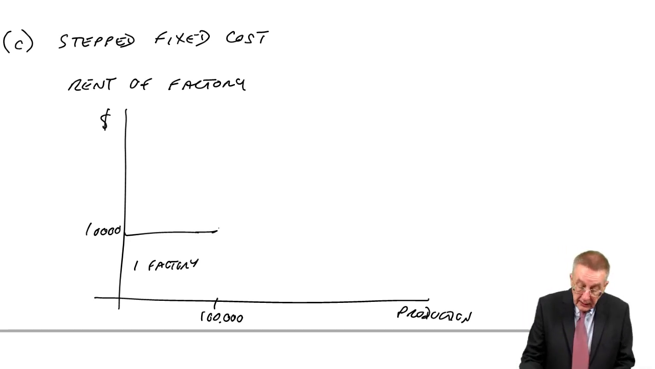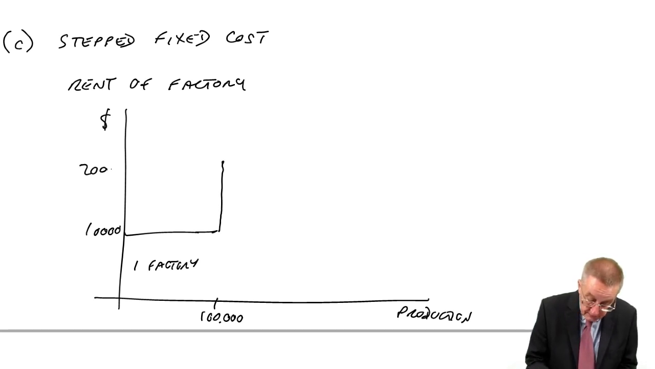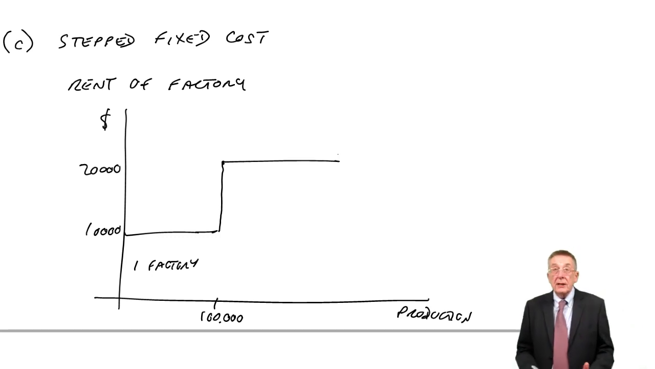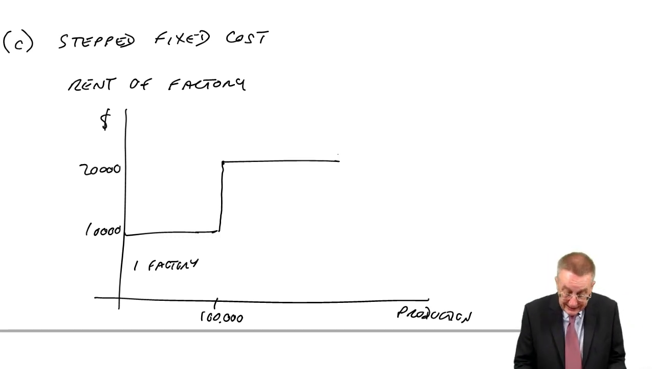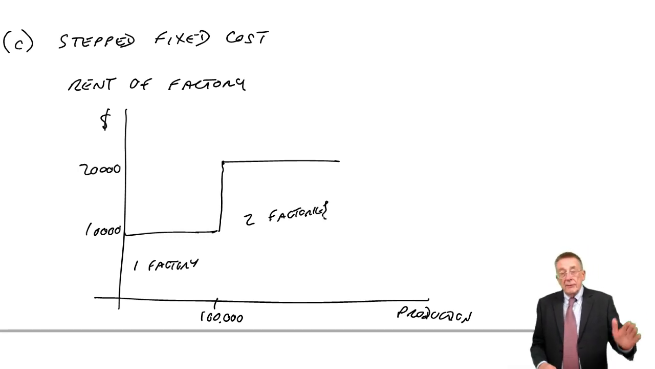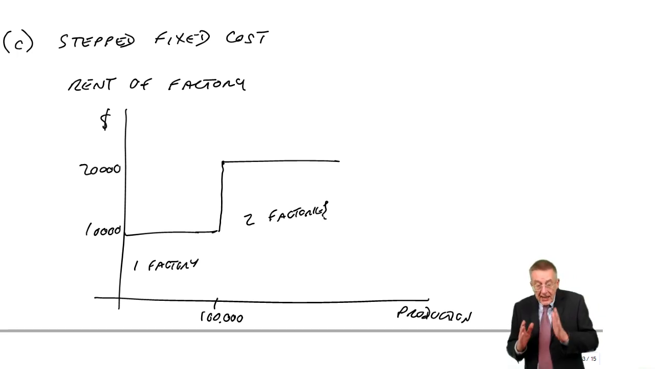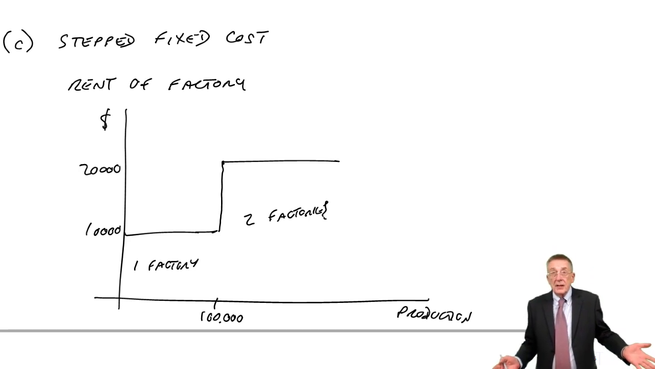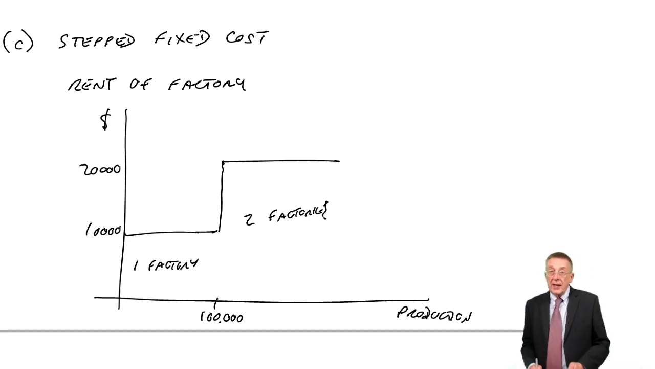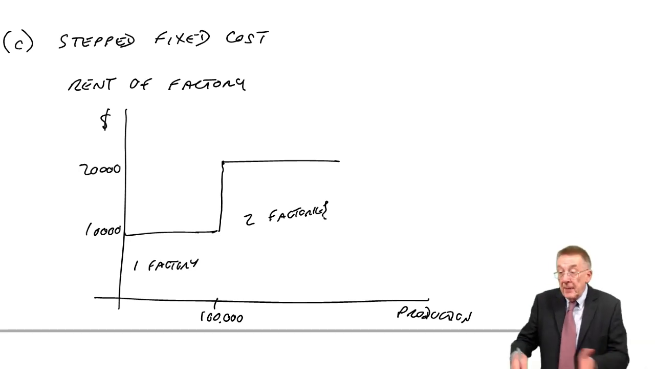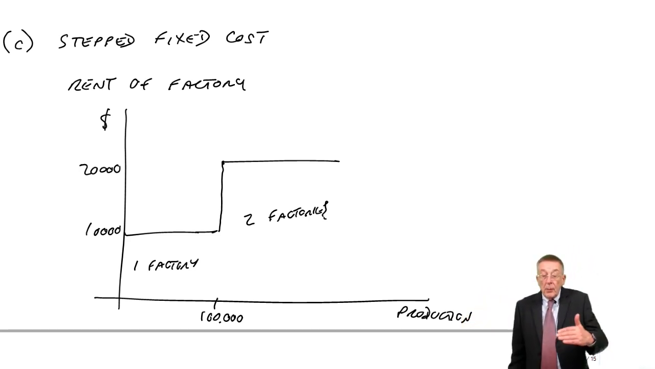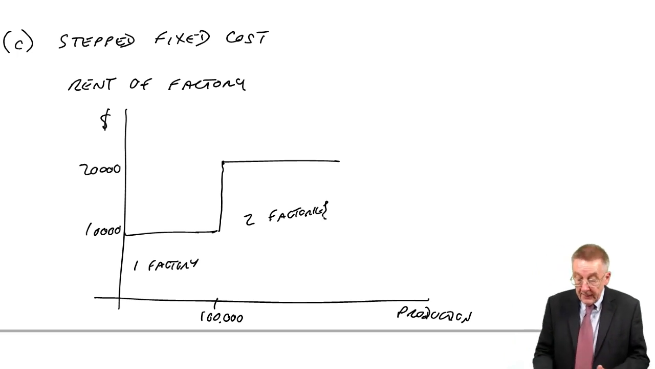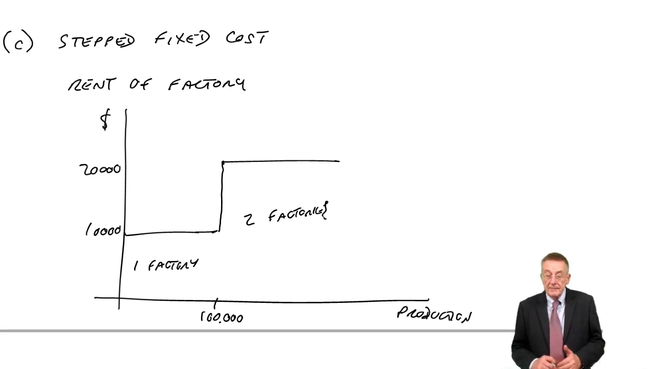Over 100,000 though, all of a sudden we need 2 factories. And it's then going to be fixed at 20,000. So you have a fixed cost over a range up to 100,000 units. It's fixed at $10,000. Over 100,000 units, it's fixed at $20,000, and maybe carries on going up later. Well, we call that a stepped fixed cost. Stepped, I think, for fairly obvious reasons.